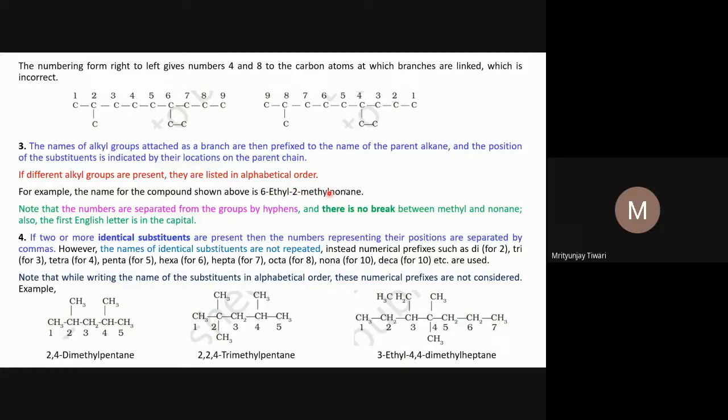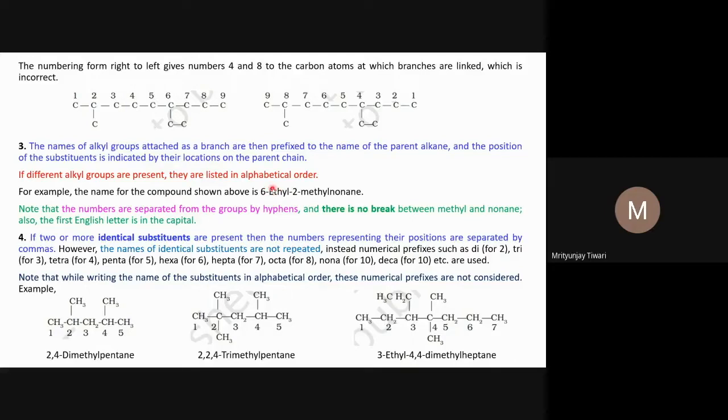What you should note here is that the letters and numbers are separated by hyphens everywhere. So 6, then hyphen, then E. The numbers and letters are separated by hyphens. And if there are more numbers for the same substituent, like 2,2,3 or 2,4, then these numbers are separated by commas. Another point is that the first letter is a capital letter here, E.